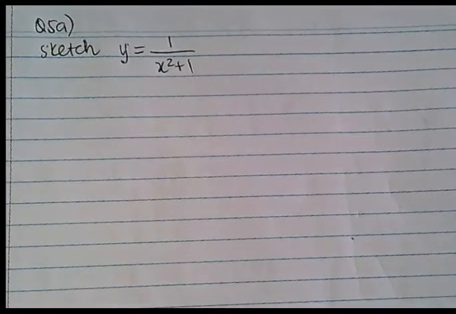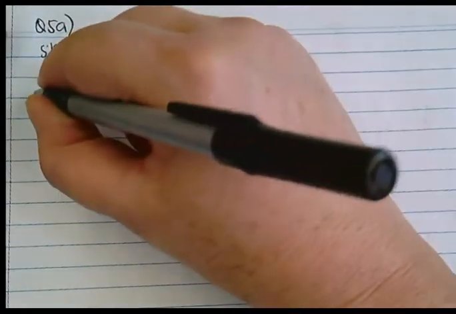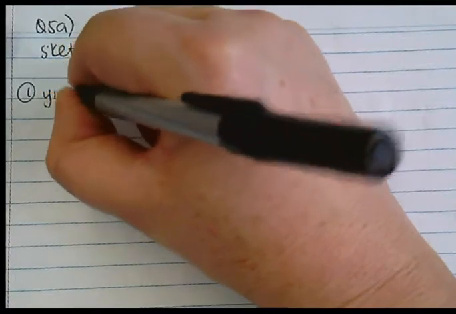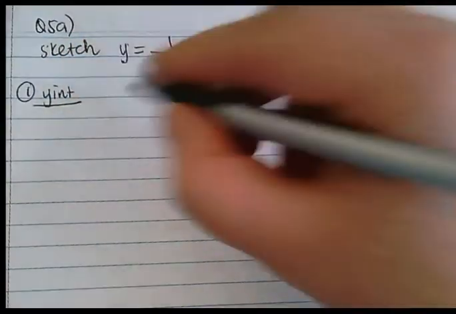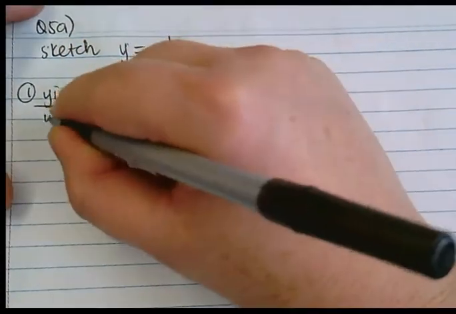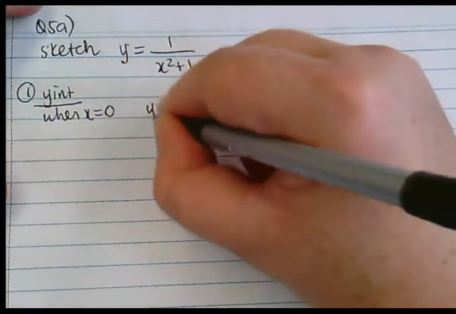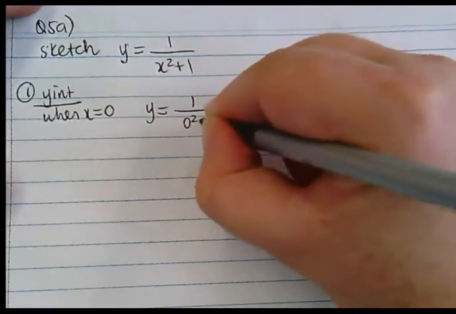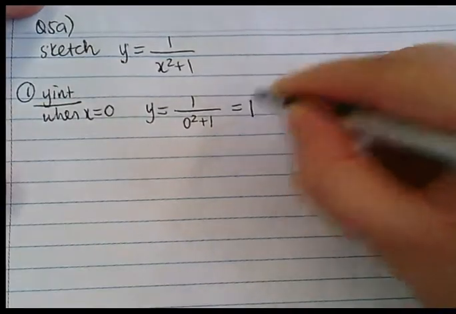Question 5a, sketch this: y equals 1 over x squared plus 1. All right, let's do the y-intercept first. Put x is 0. When x is 0, y is 1 over 0 squared plus 1, which is 1.